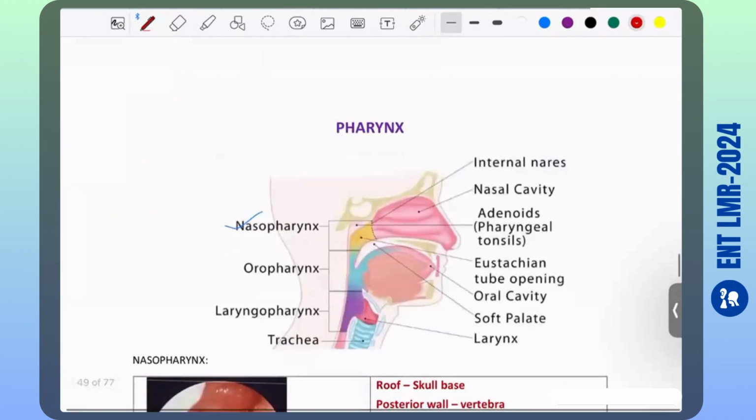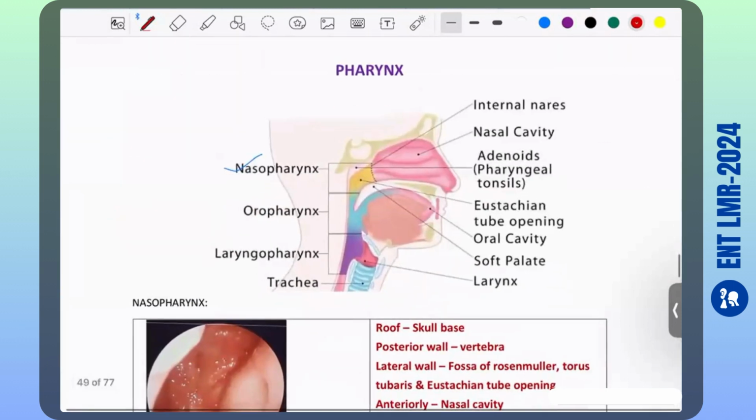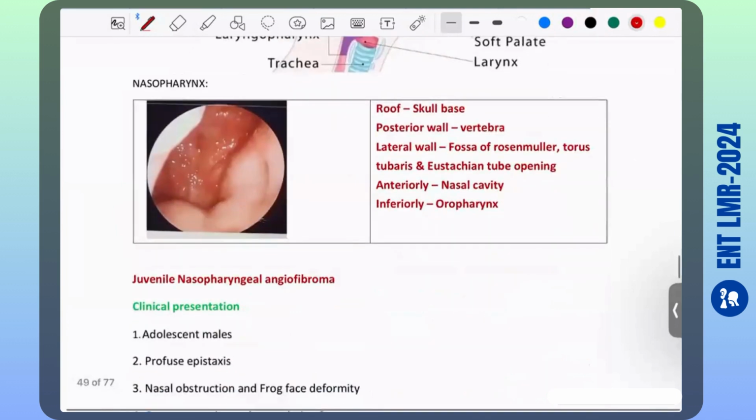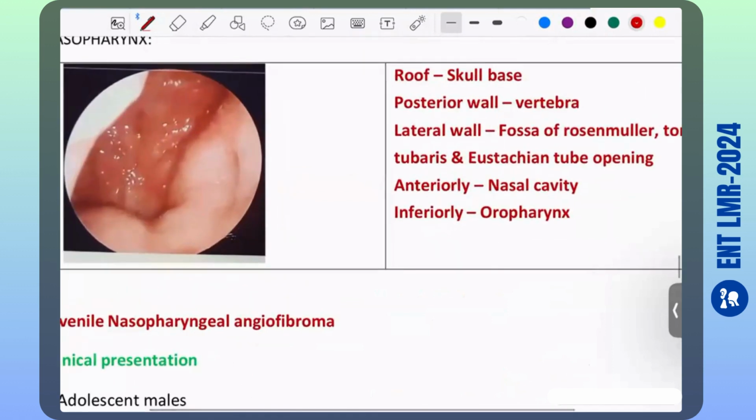Next, the pharynx. The pharynx divides into nasopharynx, oropharynx, and laryngopharynx. Laryngopharynx is otherwise called hypopharynx. The anatomy of the nasopharynx is very important, so please make a note of it. This is an endoscopic picture of the nasopharynx. I am focusing on the posterior wall of the nasopharyngeal cavity.